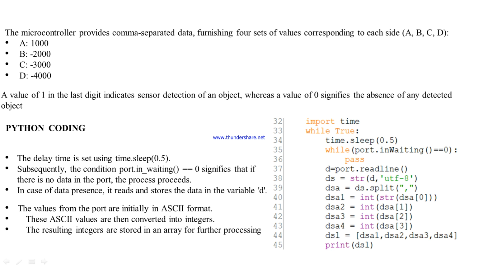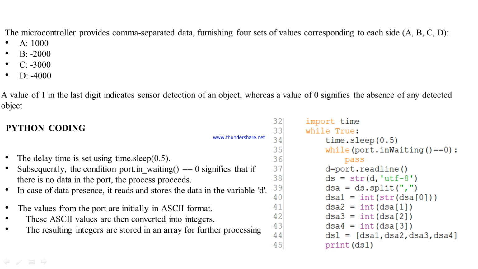The last digit determines whether the object is detected by the sensor or not. If it is 1, it is detected by the sensor. If it is not 1, there is no object present at that sensor. So let me come to the coding part.